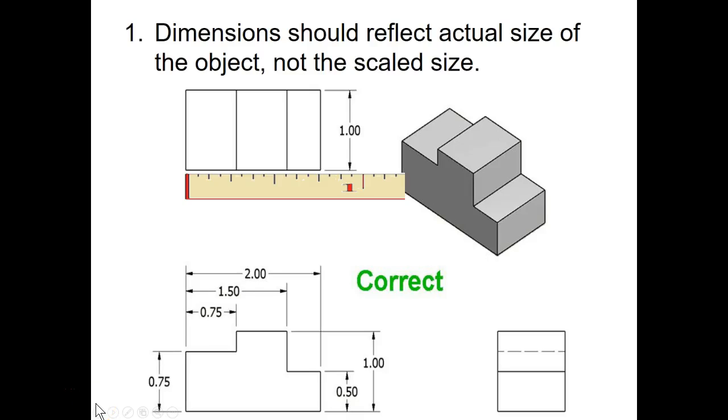Hello, this is Mr. Huff, and I want to do a real quick overview of the rules for dimensioning when you do technical drawings. One of the things I want to point out is that some guiding principles are that your drawings should be easy to read, and you shouldn't have measurements crossing each other and lines crossing each other if you can avoid it.